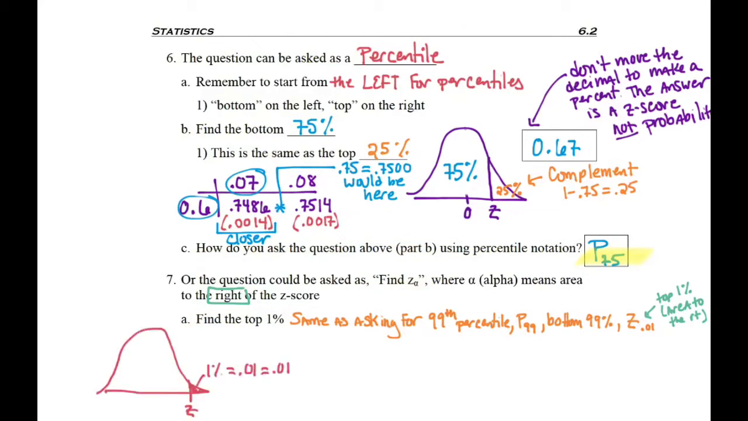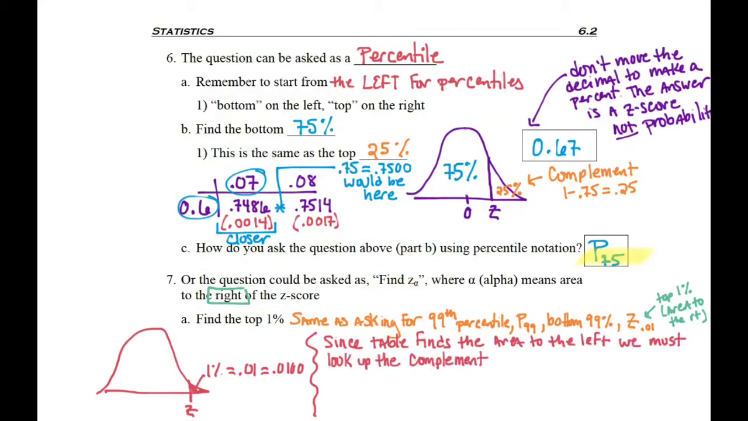So if I drew my curve and I wanted to find the top 1%, which as a decimal is 0.01, or 0.0100 to see it as a 4-digit number. Now, keep in mind, the table finds area to the left, so we're going to have to look up the complement to find area to the right. So I'm going to have to take 1 minus 0.01 to get 0.99. That's the number I'm going to look for in the middle of the table.